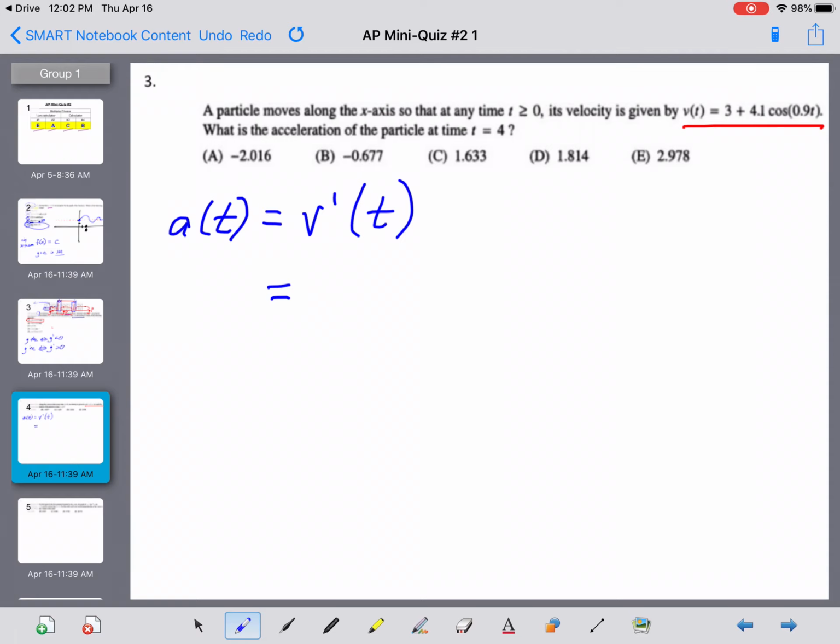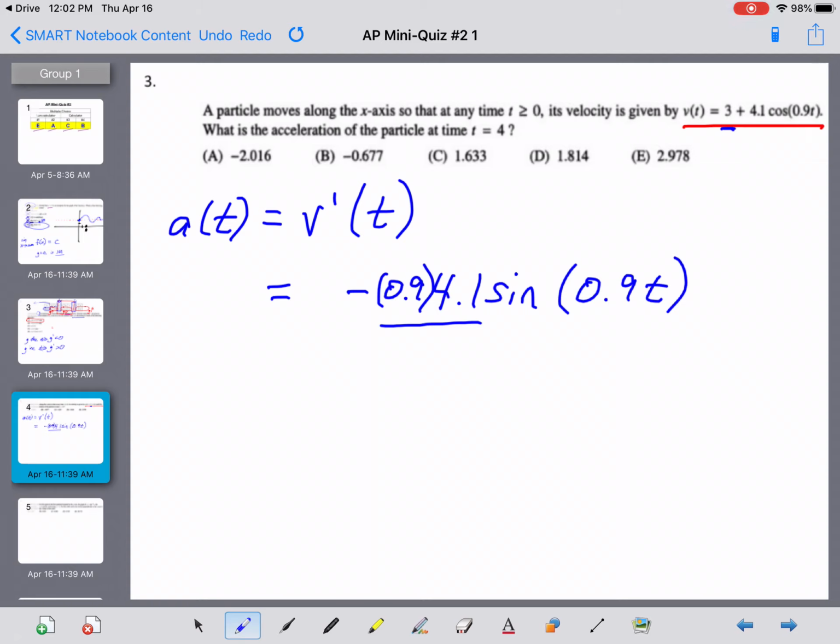So the derivative of your velocity function, well, the derivative of that 3 is just going to be 0. We've got 4.1 times the cosine of an angle. Derivative of cosine is negative sine of the same angle, so that is going to get us a negative 4.1 multiplied by the sine of the same angle, which is 0.9t, but then multiplied by the derivative of that angle, which is 0.9. So I'm going to put that right in front of that 4.1. And we can simplify this if we were so inclined, but I'm not really sure that it's relevant here.